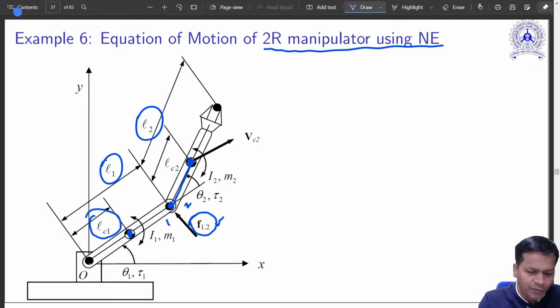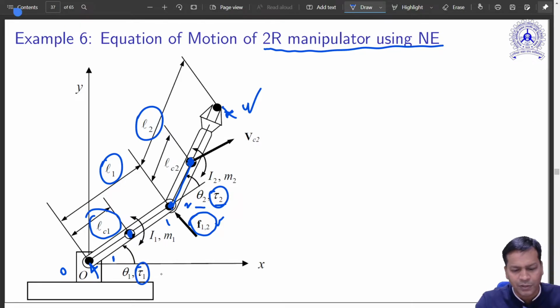Again you will have a force here, between the ground frame and the first link, F01, then F12. There is no link which comes after this, so there won't be any interaction force after this, which makes things very, very simple. What is theta 2? That is the joint angle. Tau 2 is the value that we want to obtain, and tau 1 is also what we want to obtain. These two are the joint torques that we will be calculating.